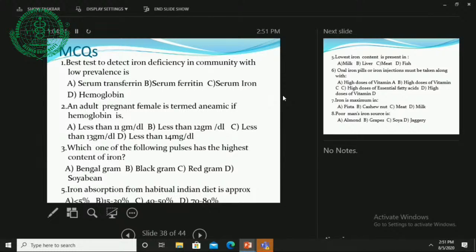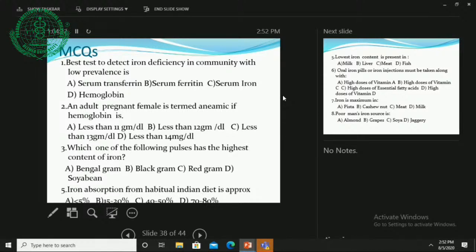An adult pregnant female is termed anemic if hemoglobin is. So there is hemodilution, and the cutoff level for the pregnant mother for labeling her as anemic is 11 grams per deciliter. So remember this.